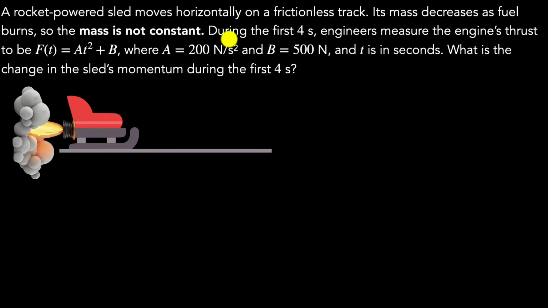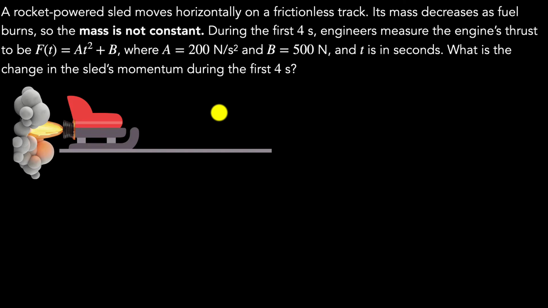Now what's given is during the first 4 seconds of the burn, engineers measure the engine's thrust to be given by this particular expression. So that's the thrust force. It's changing with time. A and B are constants. And of course, t is in seconds. Our goal is to now find the change in the sled's momentum during the first 4 seconds.